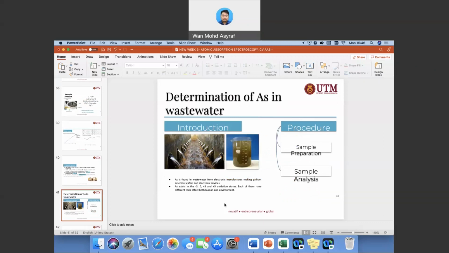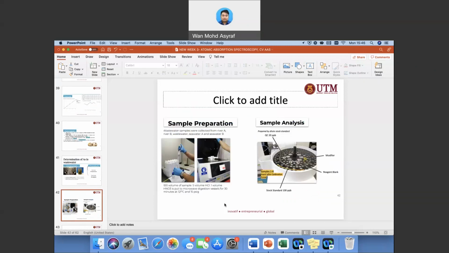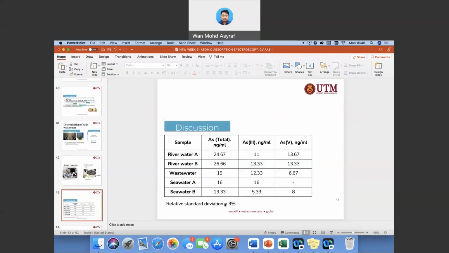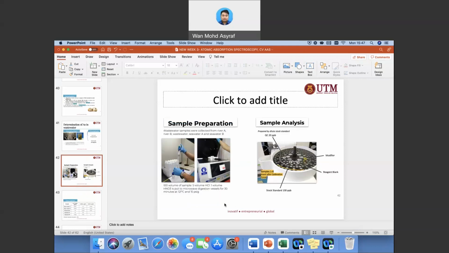So this is the determination of arsenic in wastewater. You can have a read also, and this is very important. You can read about the process as well. It also has a digestion step.